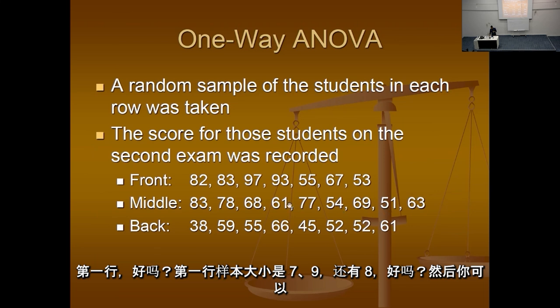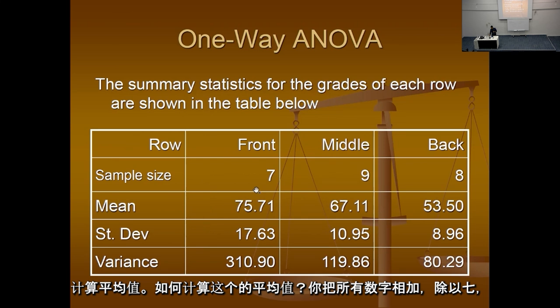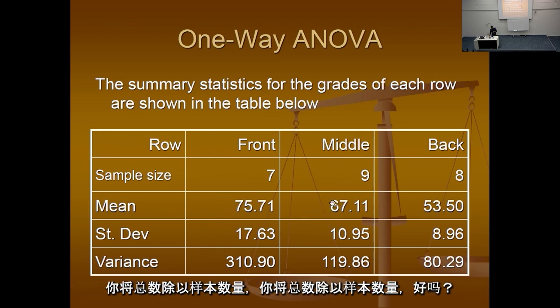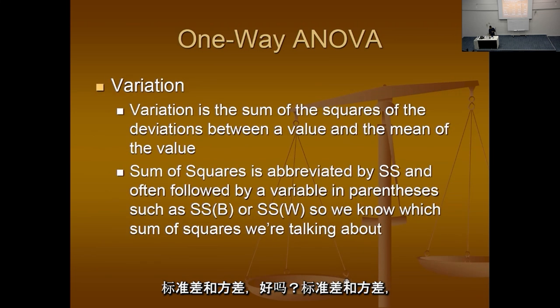Then you can calculate the mean. How do you calculate the mean? You total all and divide by the number of samples: the total divided by 7, the total divided by 9, the total divided by 8. Then you get the mean of each category, for the front, middle, and back. And the standard deviation and also the variance.